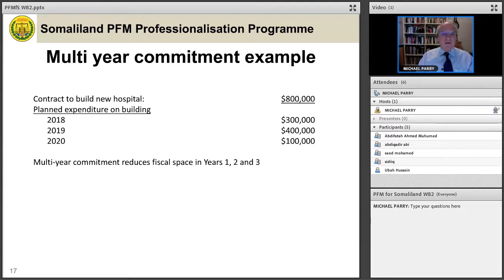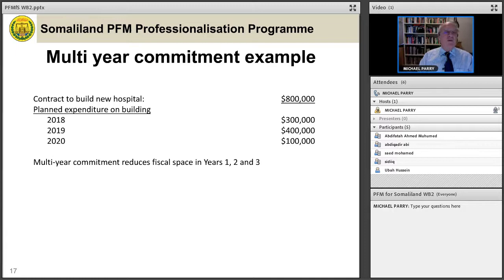Now you can set up a vote ledger which is a multi-year vote ledger. You obviously need several extra columns and it makes it more complicated. But however you do it, you do need to keep track of multi-year commitments because they reduce what we described in Workbook 1 as your fiscal space.